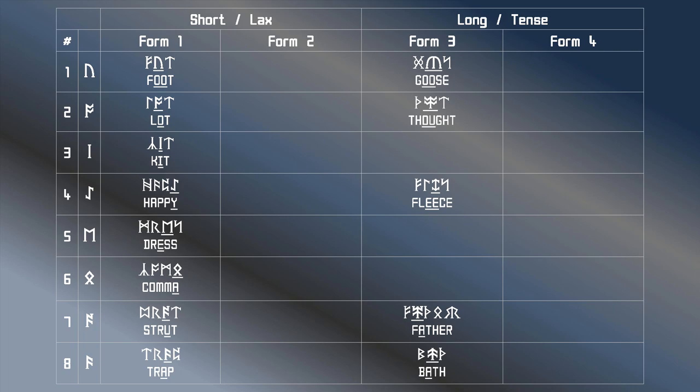Another is by doubling a long vowel. As you can see in Form 3 on this chart, we have not only doubled the long vowels, but also written them all as bind runes. This is for convenience sake only. You are quite welcome to write them as separate characters if you prefer. What other ways do you know of distinguishing short vowels from long vowels?